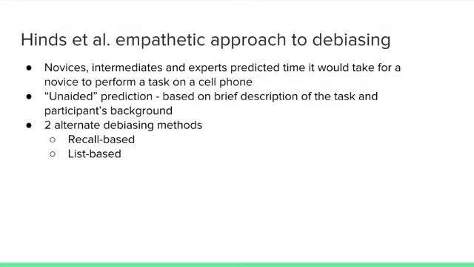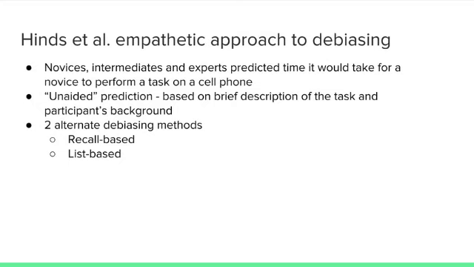In another study, Hines and colleagues designed an experiment where novices, intermediates, and experts at a particular task were asked to predict the time it would take for a novice to perform the given task. In this case, it was learning how to use a cell phone for the first time. Participants first made an unaided prediction, which was just based on a brief description of the task and the novice's background regarding the task. Participants then underwent some sort of debiasing before the next prediction.